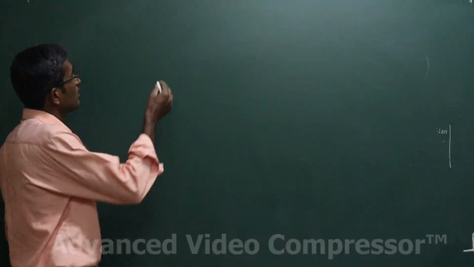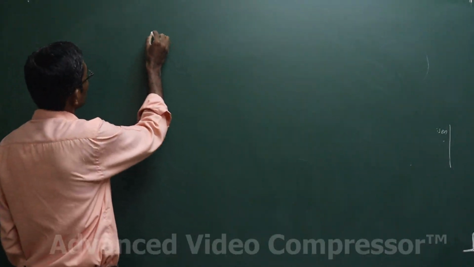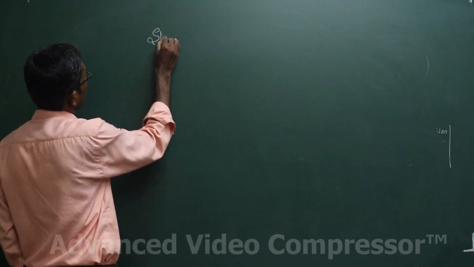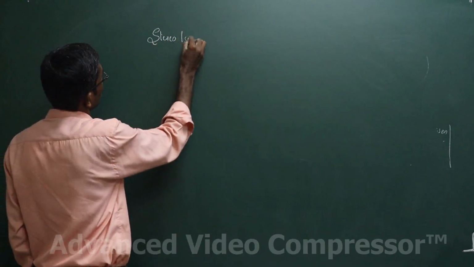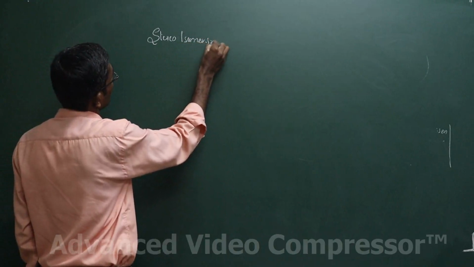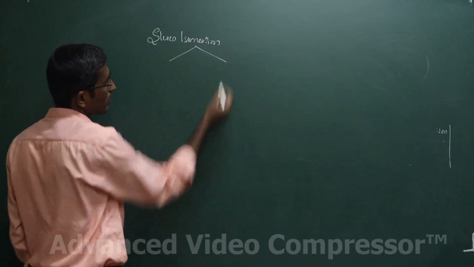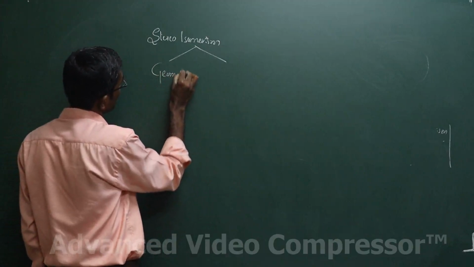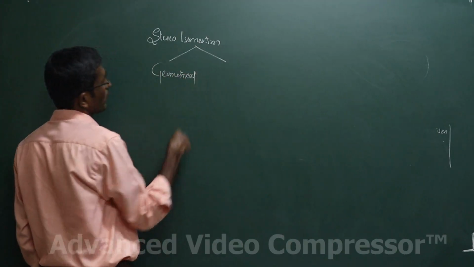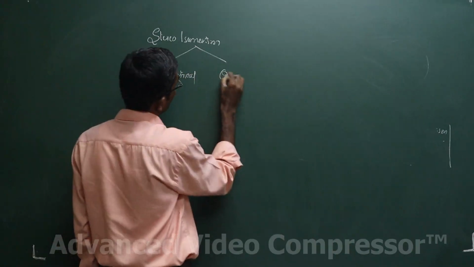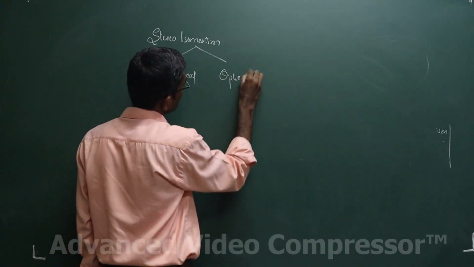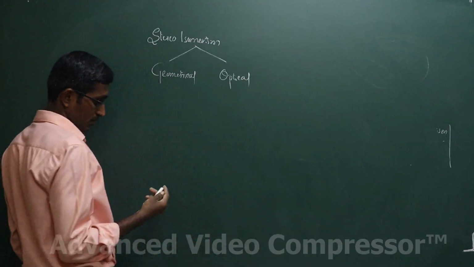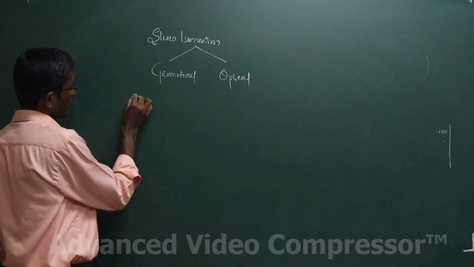So, stereoisomerism: there are two classes, as I already said. One is geometrical isomers, and the other is optical isomers, right? Geometrical and optical isomers. So we'll take it like this, students.